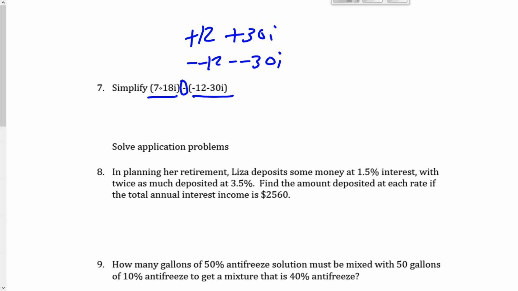So combine like terms. What's 7 plus 12? Well, that's 19. Oh, I better delete that so I can see. That's a negative 18i. Then I have negative 18i plus 30i. Well, that's a 12i. So there, done.